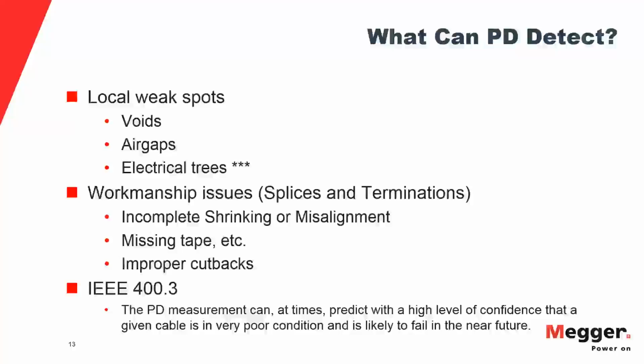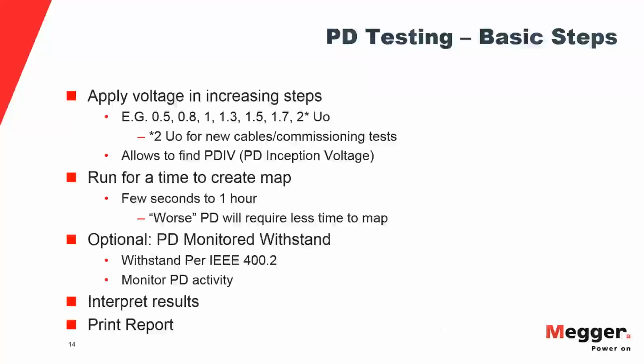So what can partial discharge detect? It can detect local weak spots in the insulation, voids and air gaps. It can detect electrical trees, but only if the tree is present during testing. It's very unlikely that the tree is present during testing. We can look for workmanship issues in the splices and terminations, such as incomplete shrinking, misaligned accessories, things like that.